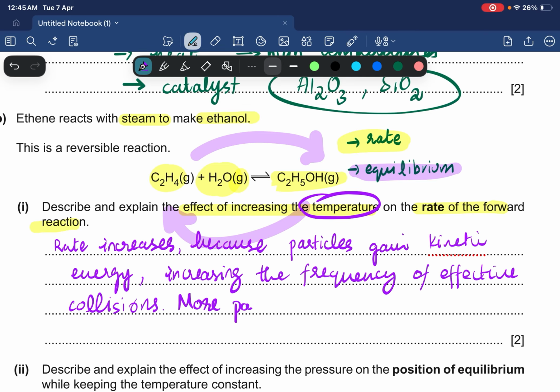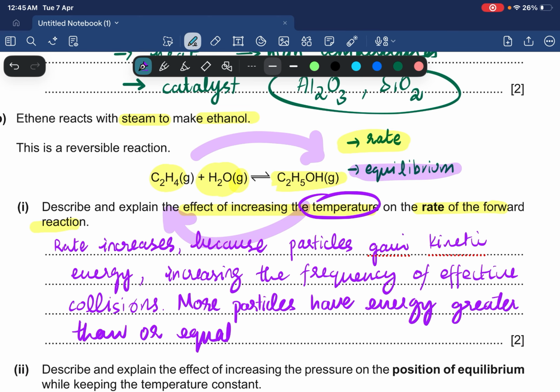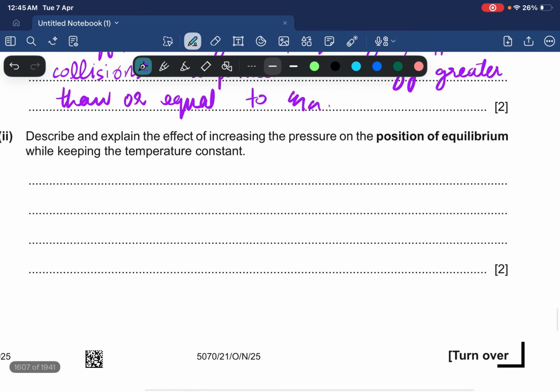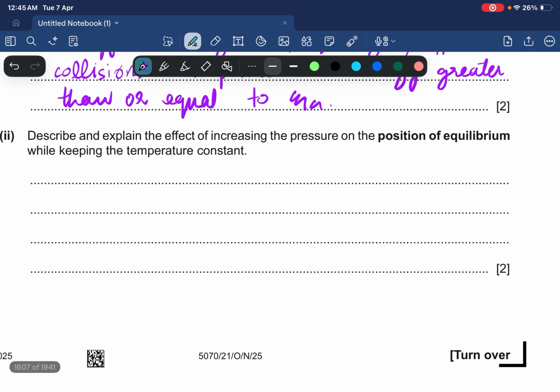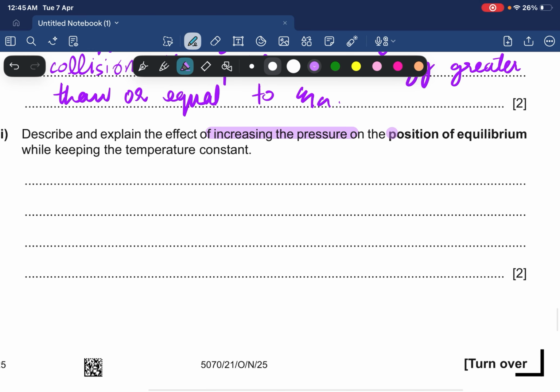More particles have energy greater than or equal to activation energy. Got it? Describe and explain the effect of increasing the pressure on the position of equilibrium.